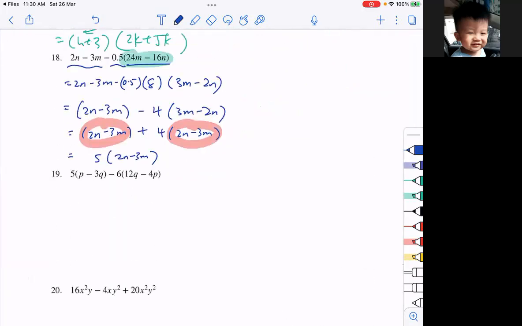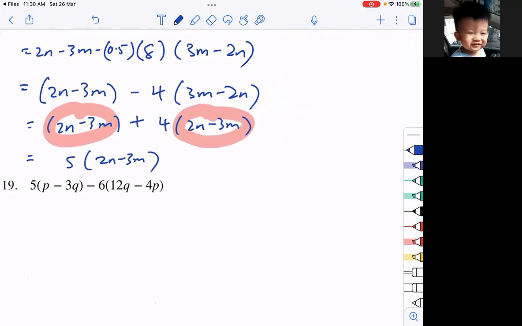Alright. And see, the last part is a bit hard to see. You must see there's a 1 here, unseen. Right, so 1 plus 4.